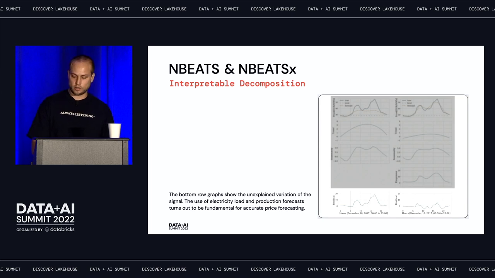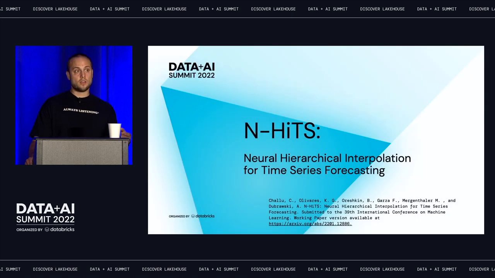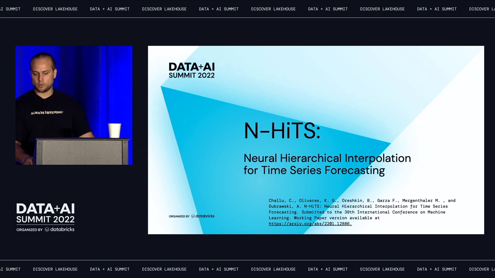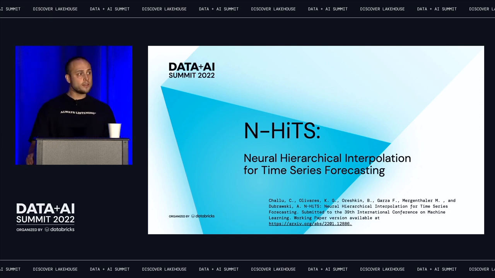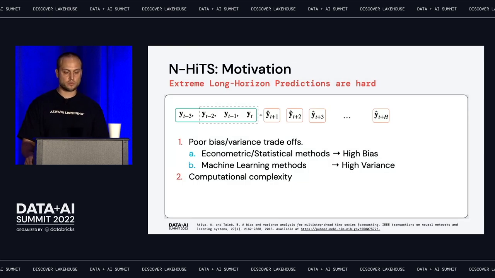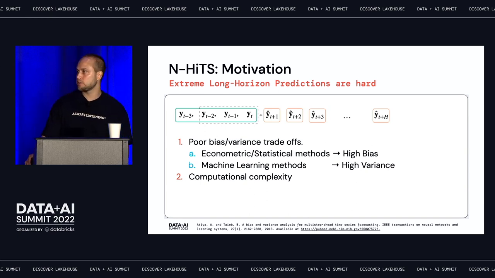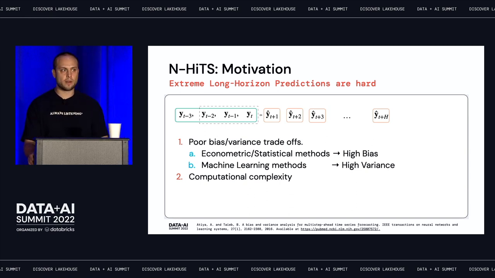make the signal better. The second model that we're going to be talking about today is the NHITS. And the NHITS is doing something called hierarchical interpolation for time series forecasting. And we were trying to address one big topic in the field, namely how to do long horizon predictions.